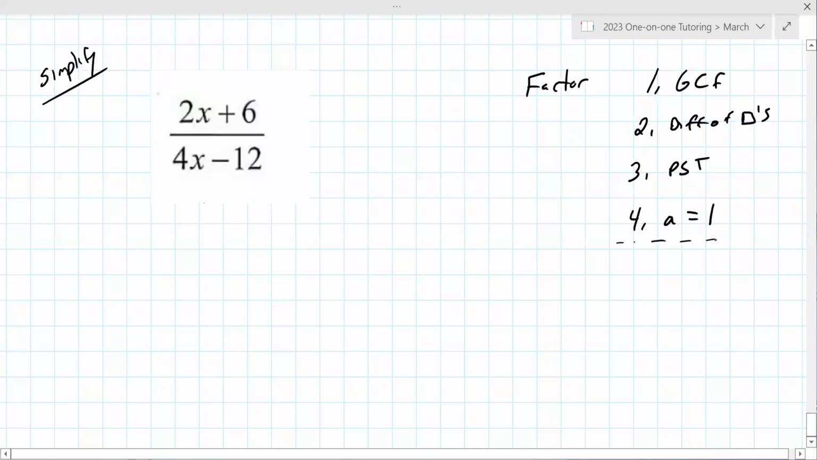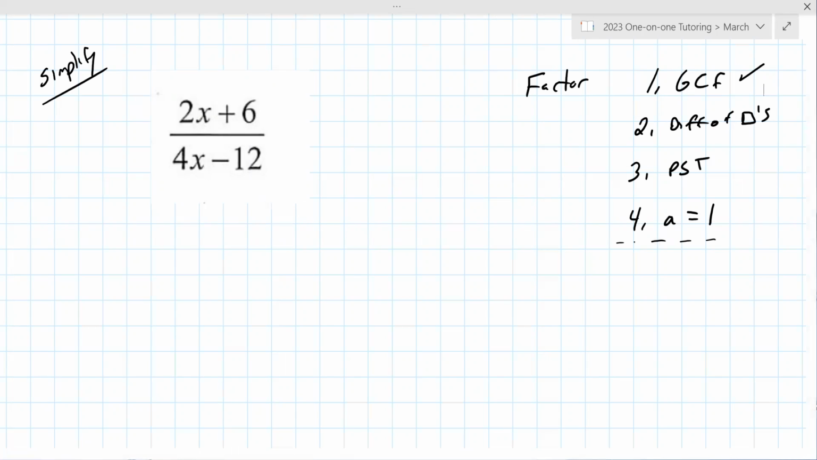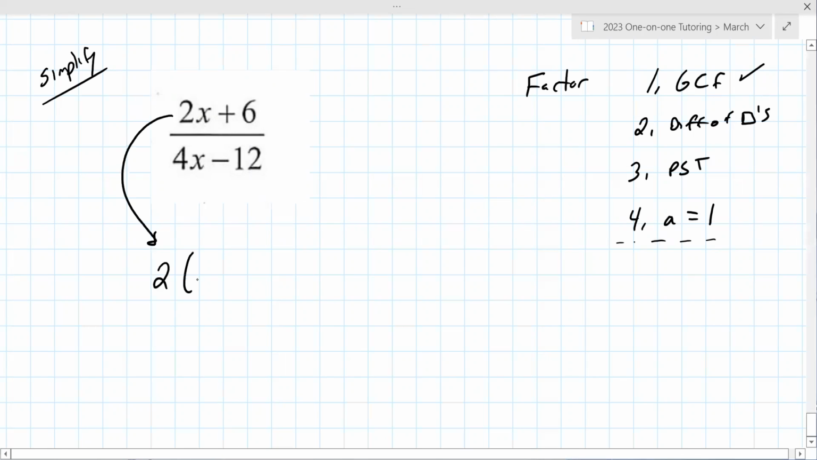Okay, so you always start with GCF. You're always like, okay, let me see if there's a GCF. When you look at 2x plus 6, is there a number that goes into both 2x and 6? 2. So this top one becomes 2 times, and what goes in parentheses? What do you write in here such that when you multiply in, you get back to 2x plus 6? I'm not sure how you would write it. Okay, so let me help you out here. What happens when you divide both of these by 2?